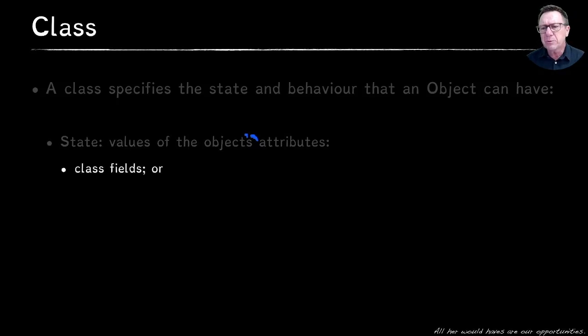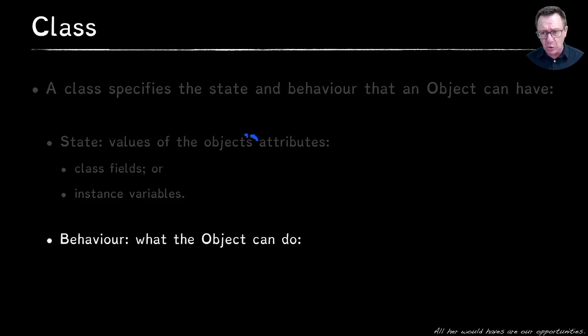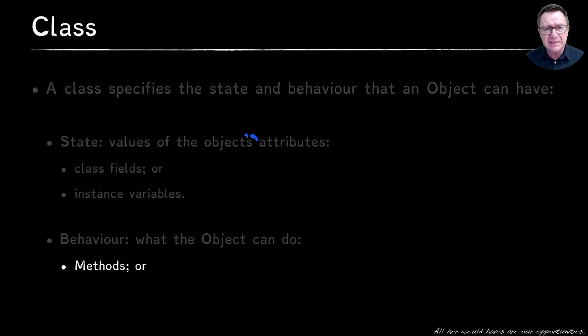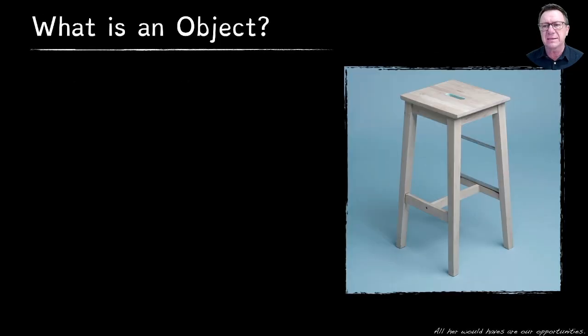Now, what does this mean? Well, the value of the object's attributes. The objects are called the objects. The attributes are the class fields or instance variables, and I will use those two interchangeably throughout the semester. Okay, we've got the behavior, what the object can actually do, and this is the methods or functions. Okay, so methods and functions can be used interchangeably. Generally, when it comes to OO, methods is the word that is used, and Java always calls them methods.